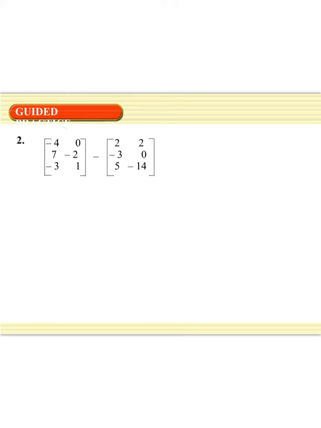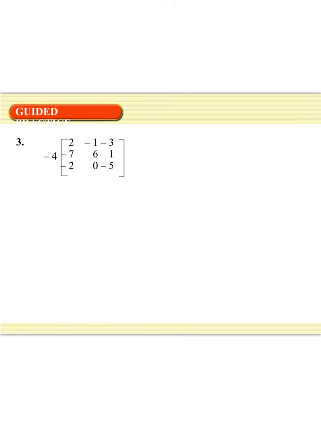So hopefully you recognize that this is a 3x2 and this is a 3x2, and that we can subtract them. So our answer will also be a 3x2, and we're going to get -6, -2, 10, -2, -8, and 15. So there are 6 elements to this matrix. This is also a 3x2. I want you to try this scalar multiplication, so pause the video and good luck.